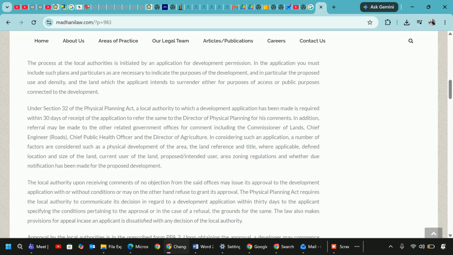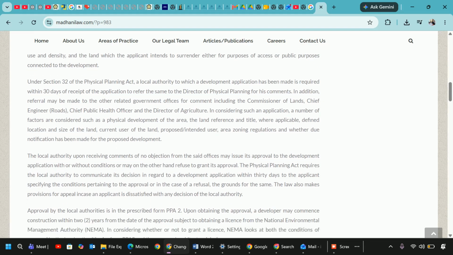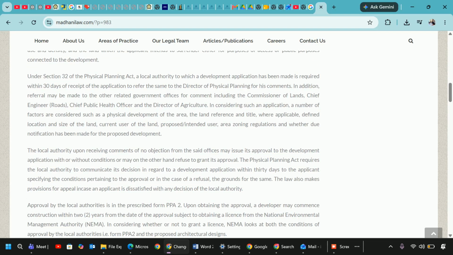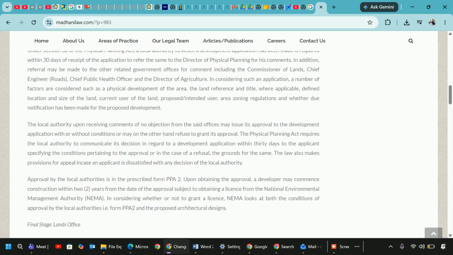The Physical Planning Act requires the local authority to communicate its decision in regard to a development application within 30 days to the applicant, specifying the conditions pertaining to the approval, or in the case of a refusal, the grounds for the same. The law makes provisions for appeal in case an applicant is dissatisfied with any decision of the local authority. So if you look at this document, the name of the appellant mechanism has been omitted. It is known as the liaison committee, where you make this appeal to.